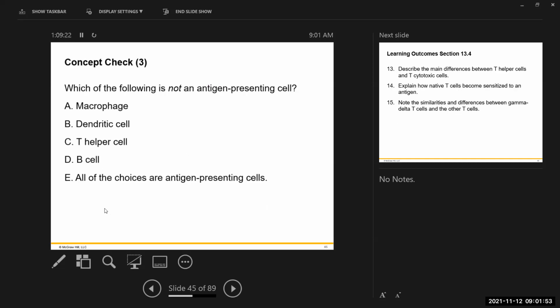So which of the following is not an antigen presenting cell? Is a macrophage an APC? Yeah. Is a dendritic cell an APC? Yes, that's probably one of the most important APCs. Is a T helper cell an APC? No. A B cell is an APC. T cells, they have antigen presented to them. They are not APCs. So the answer there is C.